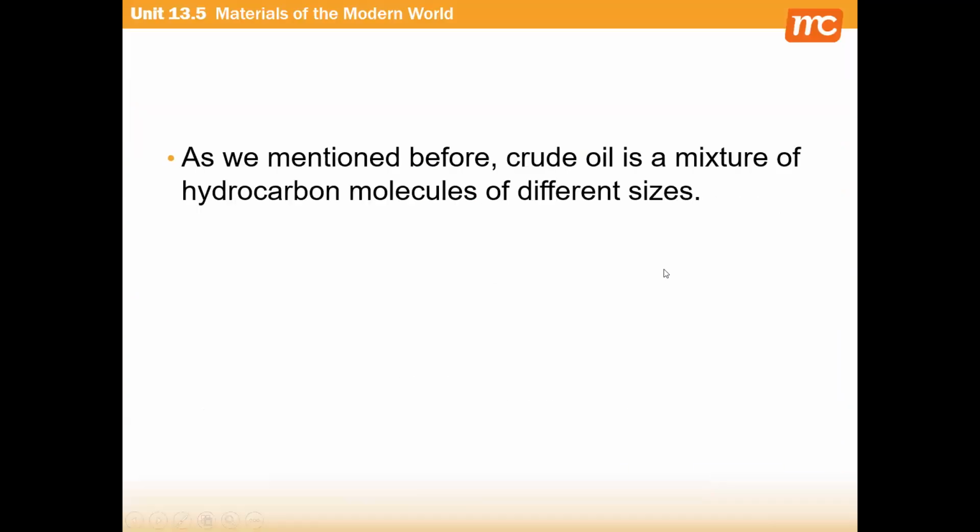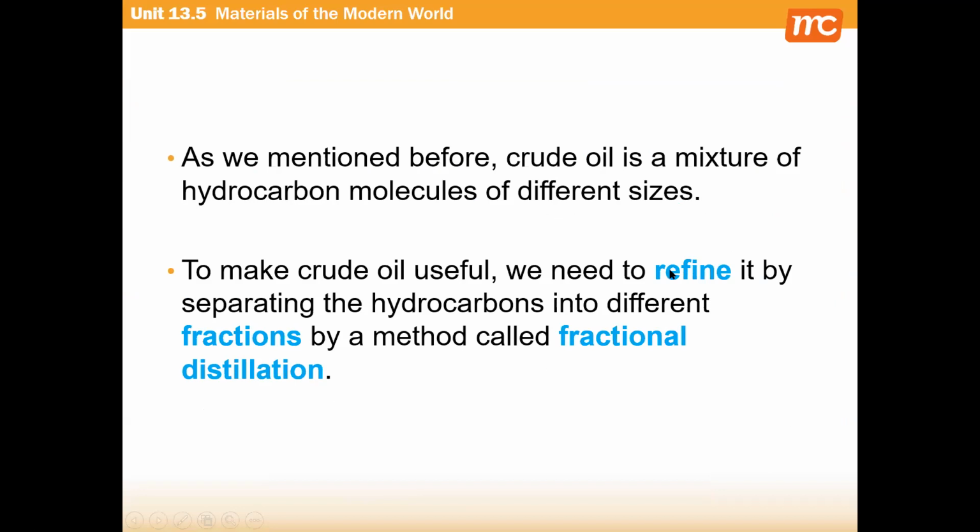As we mentioned before, it's a mixture of hydrocarbons of different sizes, and because they have different melting points and boiling points, we can refine it and separate it for further use by a method called fractional distillation. Underline the term fractional distillation. 分流法。咁同普通嘅蒸餾法有咩分別啊？見唔見到呢個字 fractional?